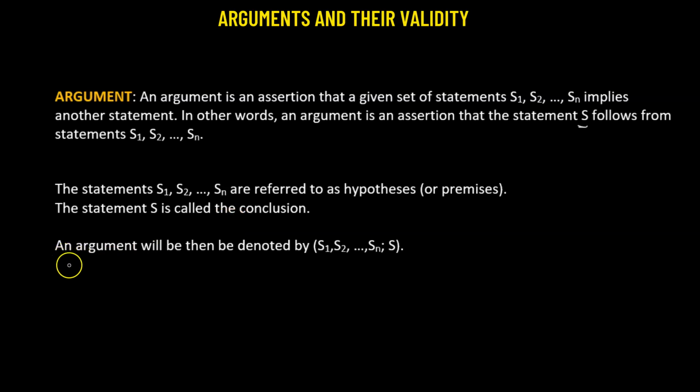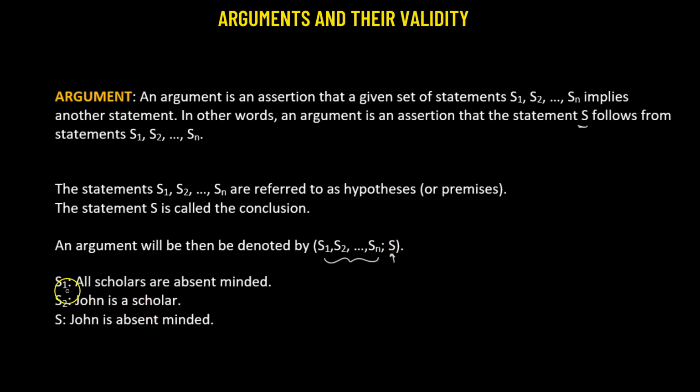In a logical fashion, an argument will be denoted by S1, S2, all the way up to Sn, S. Here S1 to Sn are the premises or the hypothesis, and based on this hypothesis we have a conclusion S. An example: statement 1, all scholars are absent-minded. This is a hypothesis. Then we have a second premise, that John is a scholar. Then we gather the conclusion from these two statements, that John is absent-minded. This is how an argument looks.